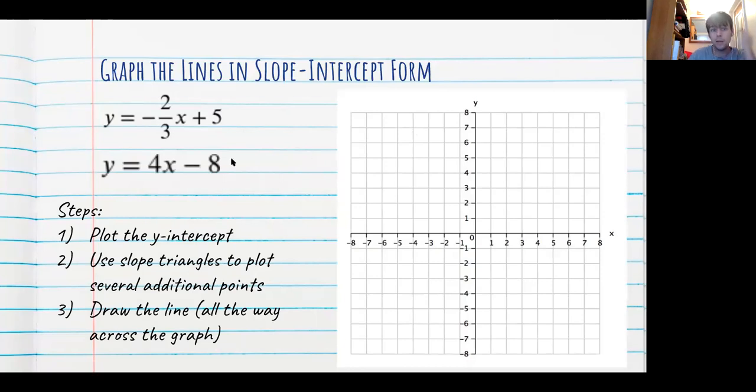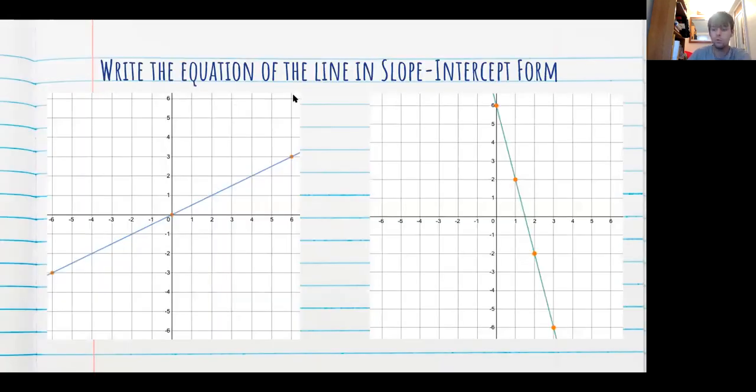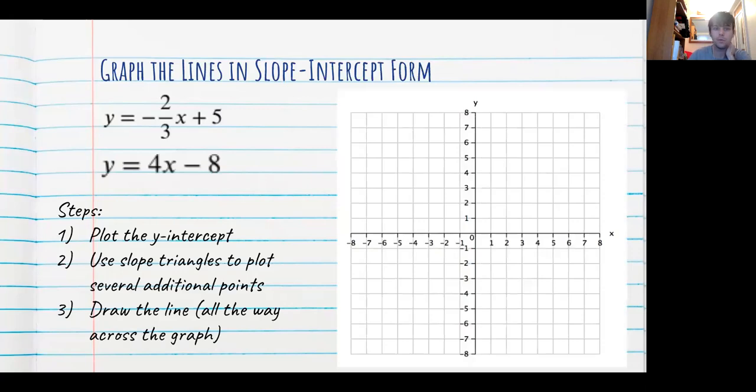So first steps here, I'm going to do this one in red. I'll do this other one in another color here. So we have a y-intercept of 5. So that's right up here. 5, that's where it's crossing the y-axis. It's positive 5, that's why I went up. And then a slope of -2/3.